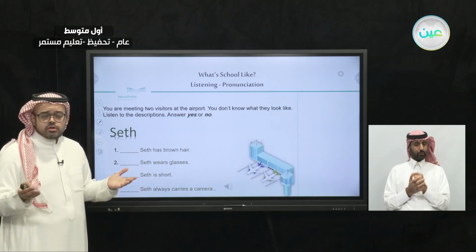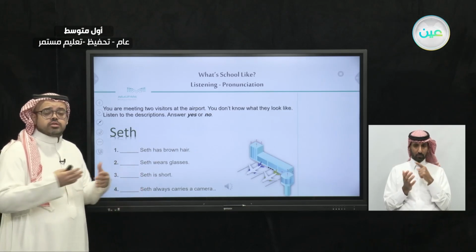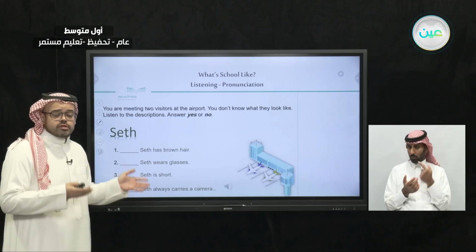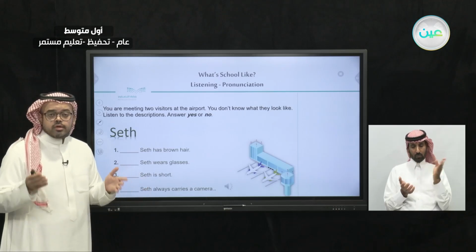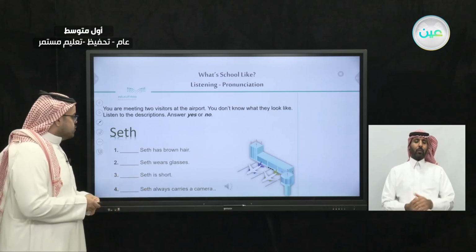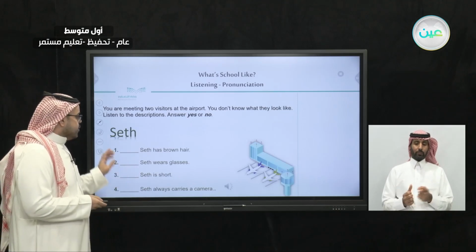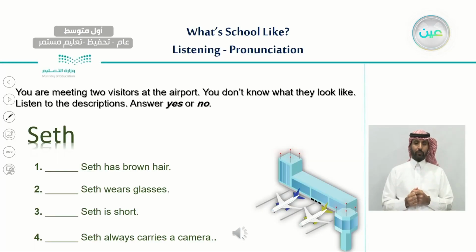And now let's read those sentences and try to decide if those sentences were mentioned by Seth or not. So let's start with the first one. Seth has a brown hair. So did Seth say that he has a brown hair? Very good. The answer is no.